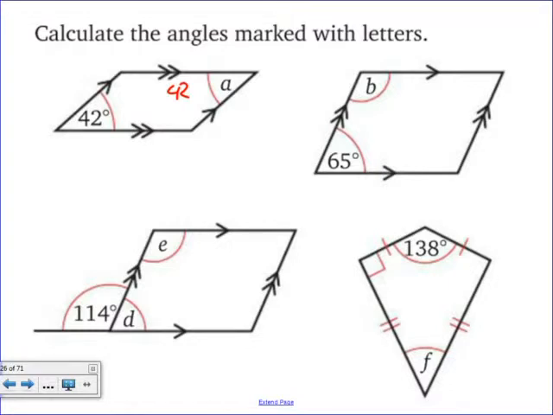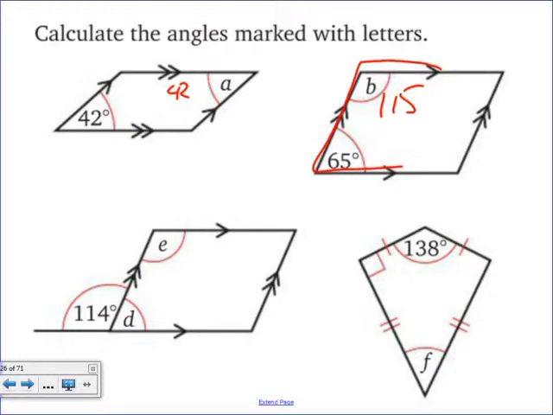Next shape. If this is 65, what's B? 65, be careful. They add up to 180. This is the interior angle rule from last week. The two interior angles on a parallel line, so this is parallel with that, add up to 180. So it's 180 minus 65, which is 115. Does that make sense? Can you see where we've got that angle from? So that comes from a rule we learned last week, the interior angles, okay?